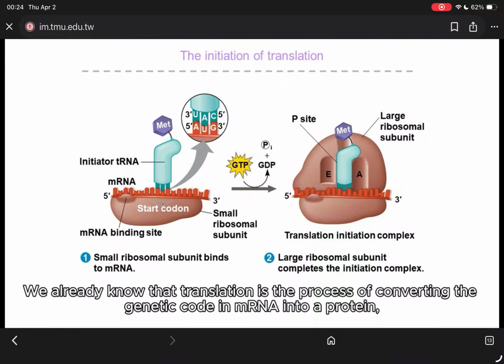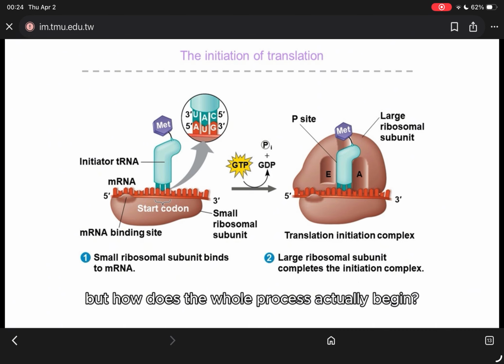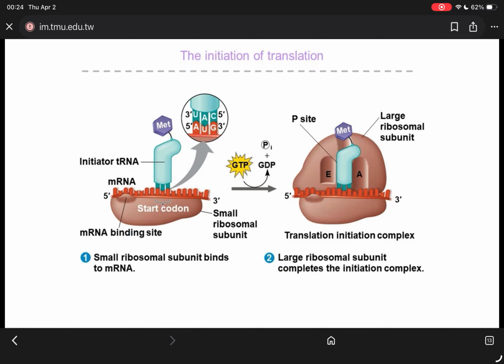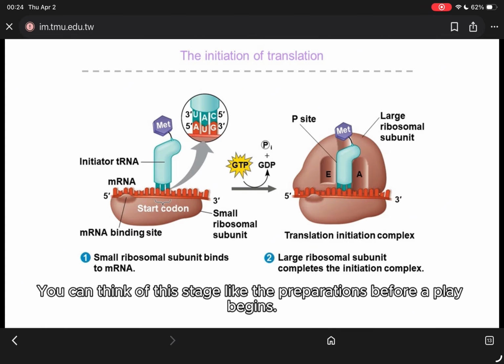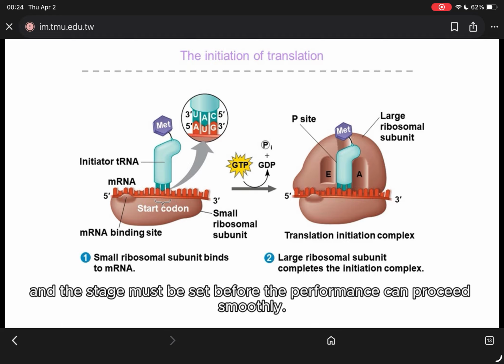We already know that translation is the process of converting the genetic code in mRNA into a protein. But how does the whole process actually begin? This brings us to today's focus, the initiation stage of translation. You can think of this stage like the preparations before a play begins. The opening line must be found, the main character must take the correct position, and the stage must be set before the performance can proceed smoothly.